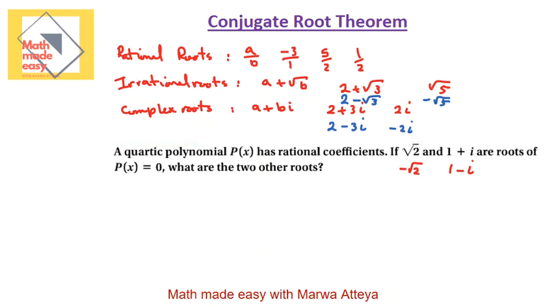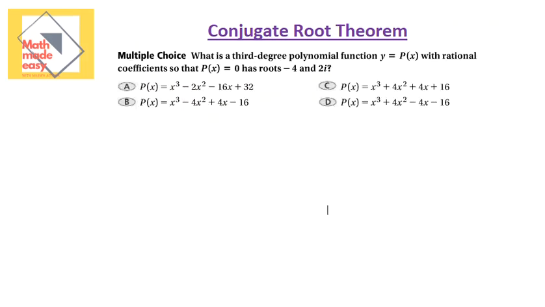Now let's look at another type of question that you can get discussing this theorem, the conjugate root theorem. This is a multiple choice question. It says: what is the third degree polynomial function? Third degree polynomial function means I have three roots. y equals p of x with rational coefficients, so that p of x is equal to 0, has roots negative 4 and 2i. Only two roots are given.